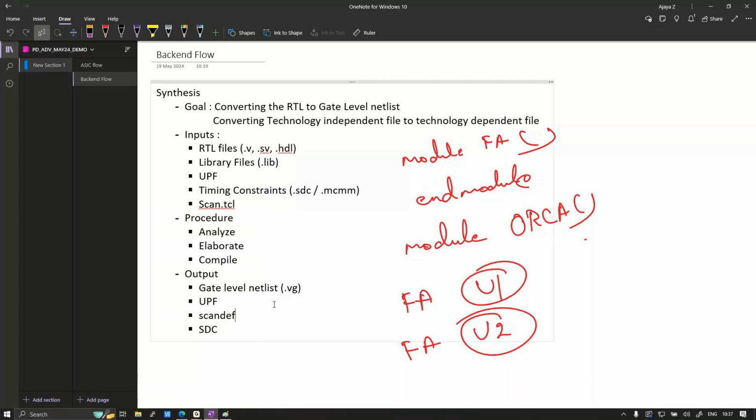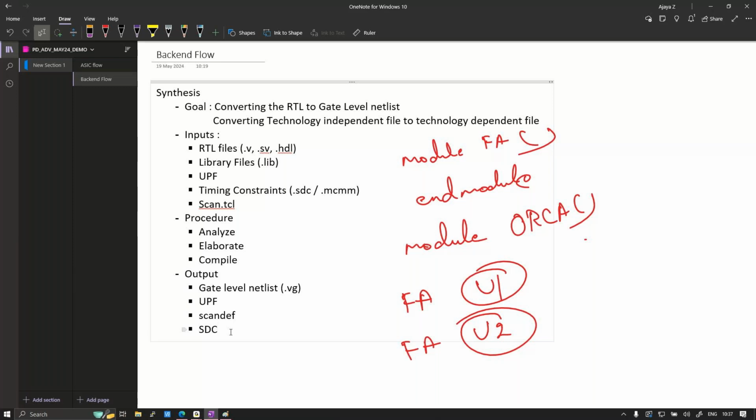Timing related information will be provided in the SDC file. Whatever I provide, that will be provided here also. That means with respect to the mapped structure, you will be able to find it. But still, I will not provide this particular file to physical design. So why? During the advanced course, I'll keep it up.